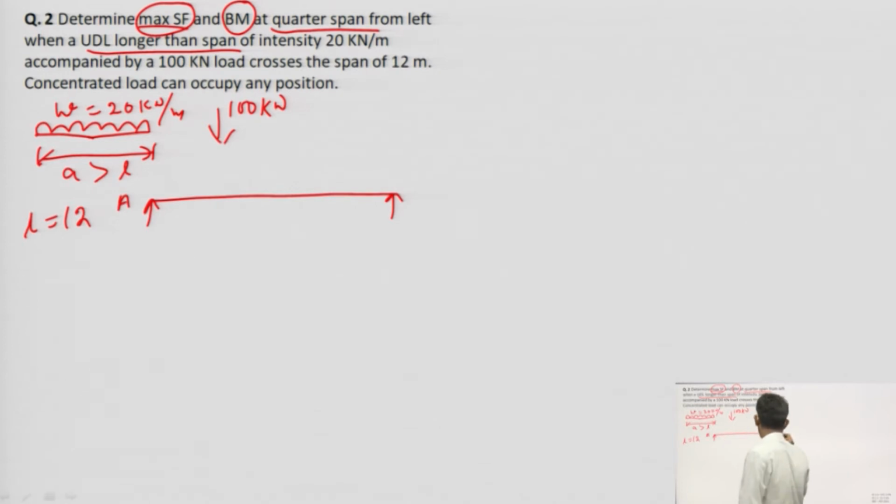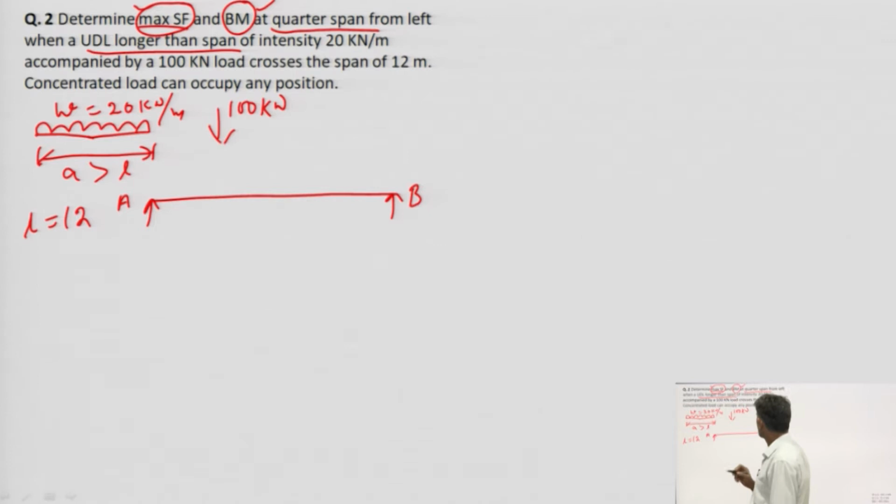Suppose this point is A, this point is B. The concentrated load can occupy any position. What does it mean? It means that the position of this point load can be anywhere in this beam. It can occupy any position depending upon the conditions for the calculation of maximum shear force and maximum bending moment.